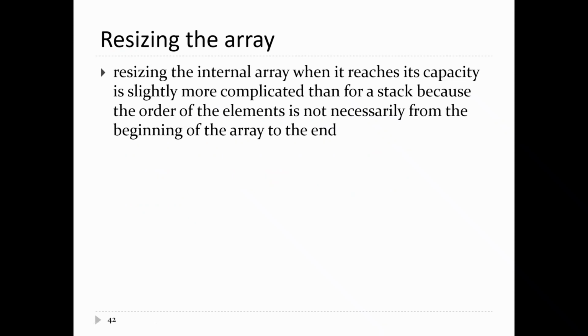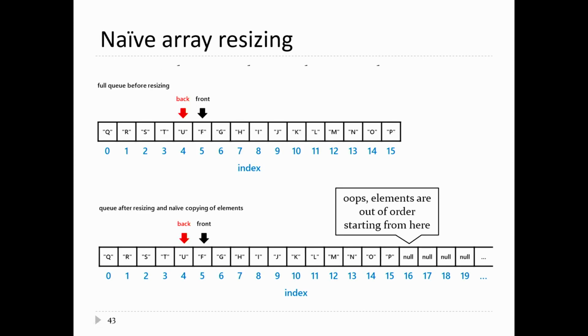Okay, so for enqueue, we have the situation where when you enqueue into a full queue, you have to resize the array. Now resizing the internal array is a little bit trickier for a queue than it is with a stack, because in our queue, we're using a circular array rather than a plain old array. So consider the following situation. At the top, I've got a full queue. Notice front and back are somewhere in the middle of the array, so front's not at the start and back's not at the end.